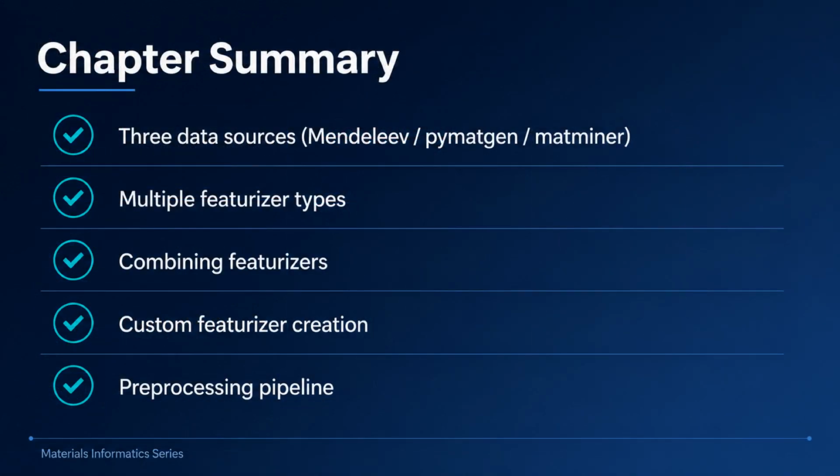Let's summarize Chapter 3. We compared 3 data sources: Mendeleev for experimental values, Pymatgen for materials science, and MapMiner for ML workflows. We explored multiple featurizer types: element property, stoichiometry, oxidation states, and specialized options. We learned to combine featurizers with multiple featurizer and create custom featurizers. Finally, we covered preprocessing essentials.